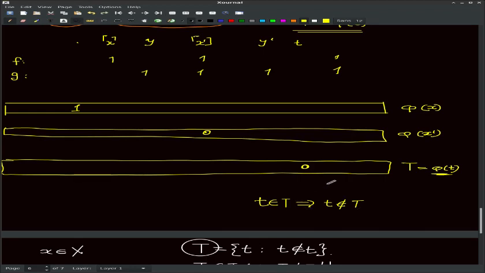And the reverse also happens. If t doesn't belong to t, this place is going to have the value 1. If this has the value 1, then it is a member of phi t. So you cannot determine what value will be here. If you say that this is some phi t, the problem started here.